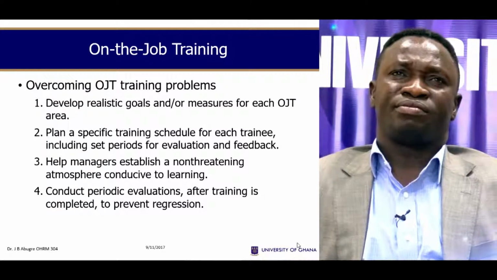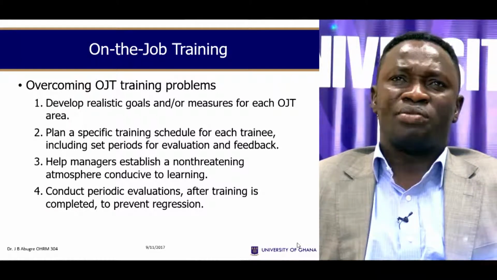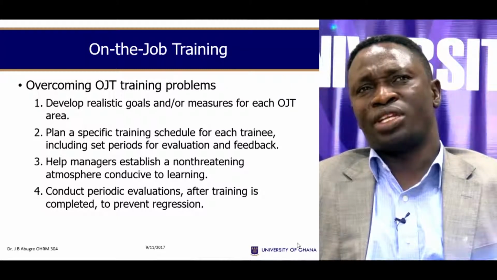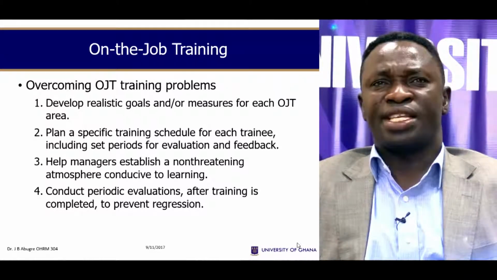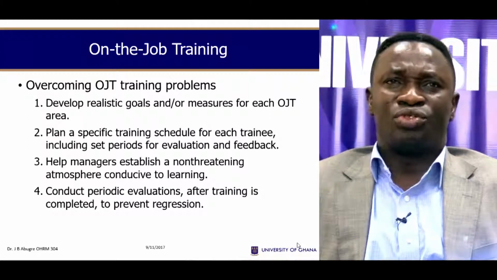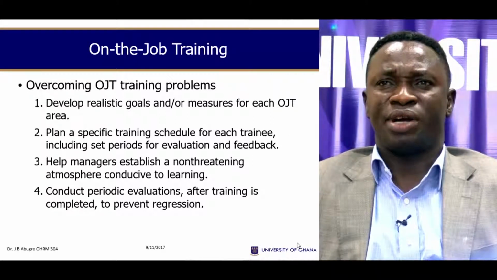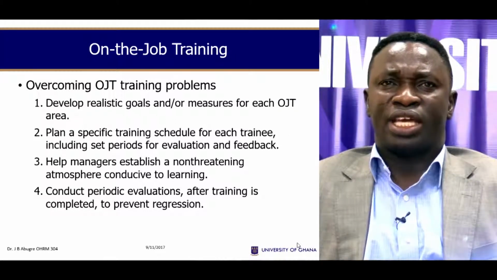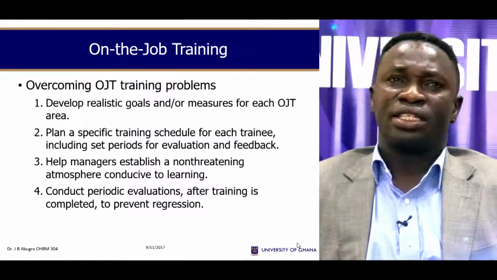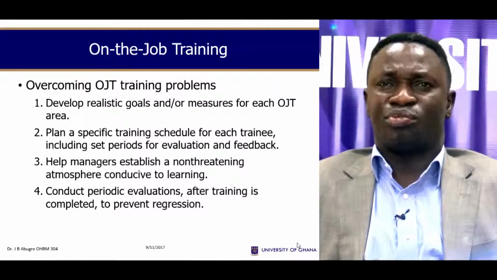Overcoming on-the-job training problems. 1, develop realistic goals or measures for each on-the-job training area. 2, plan a specific training schedule for each trainee, and include set periods of evaluation and feedback. 3, help managers establish a non-threatening atmosphere conducive to learning. 4, conduct periodic evaluations after training is completed to prevent regression.